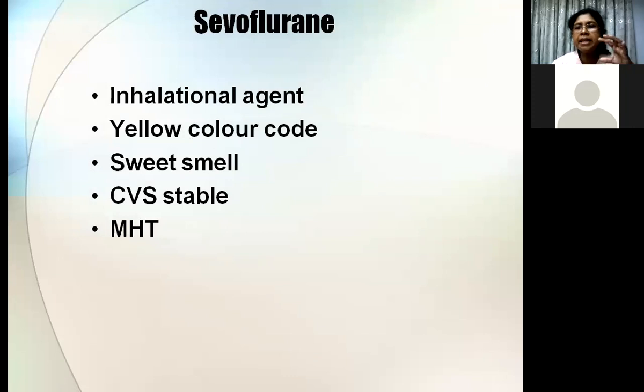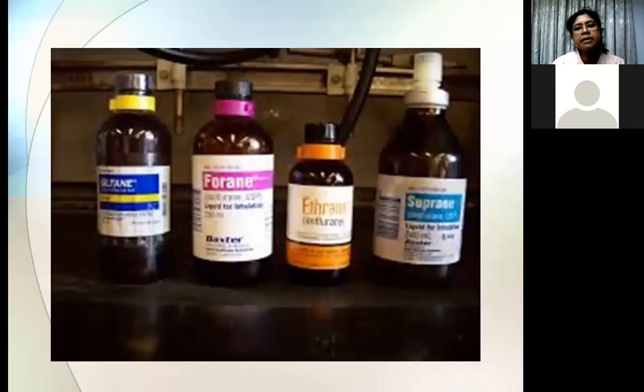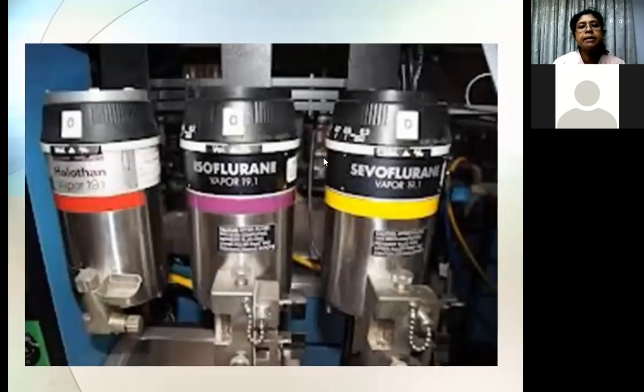Sevoflurane is a very nice drug, where it has a very pleasant smell. We have given the color yellow, and for children we use this, putting them to sleep. It's cardiovascular stable, but it can cause malignant hyperthermia. So these are the drugs that we have discussed. Yellow, sevoflurane; isoflurane, purple; enflurane we don't use. Desflurane we will be using very soon, because now we are getting desflurane. Halothane is the red one.